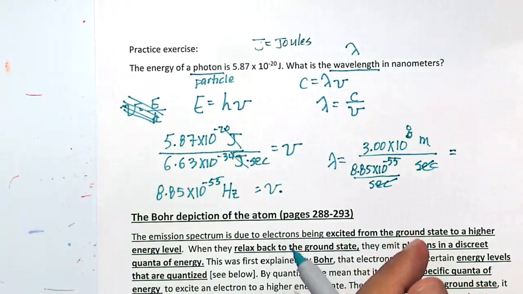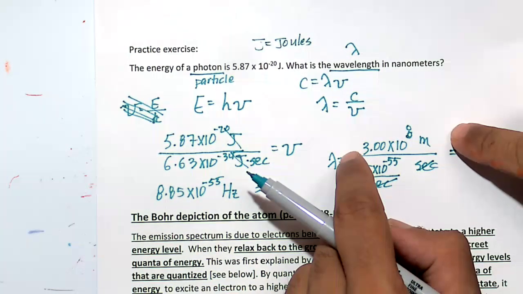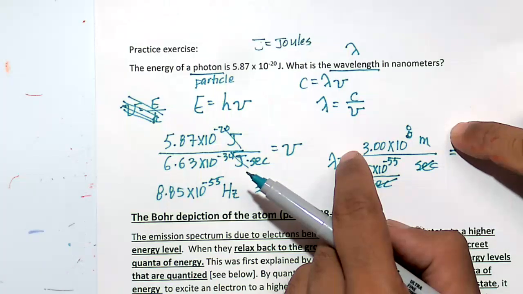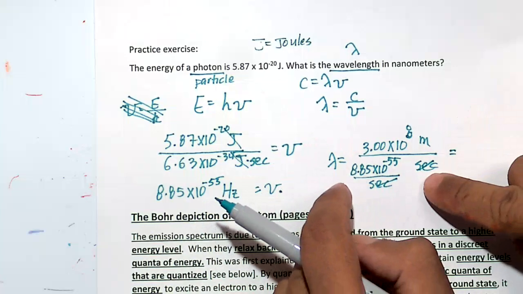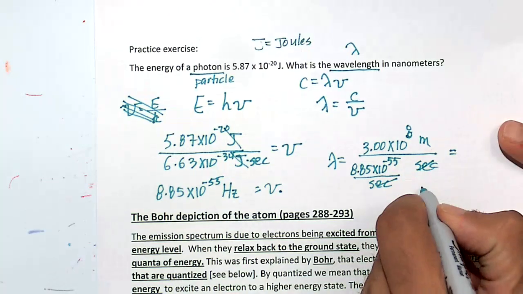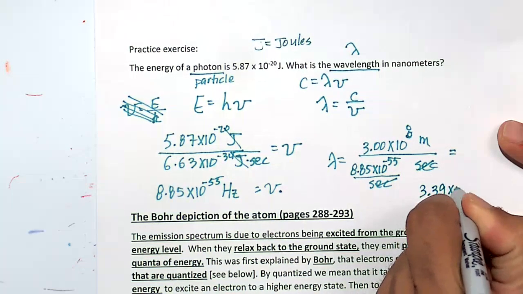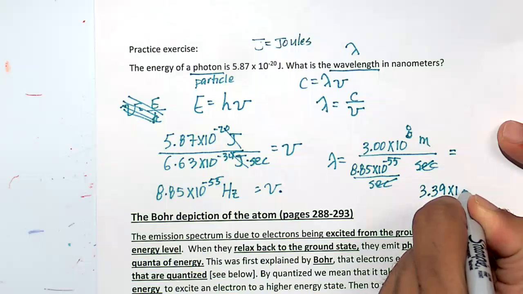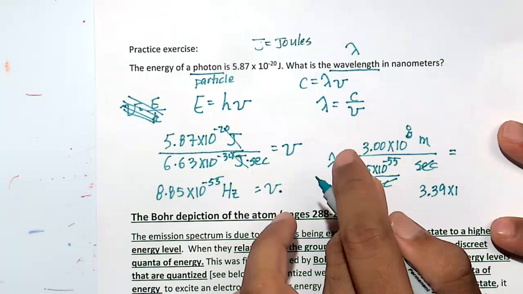So one more calculation, Alex, please. 3 times 10 to the 8th, 3 followed by 8 zeros, divided by parentheses 8.85 times 10 to the minus 55, close the parentheses. I got 3.39 times 10 to the 60, this divided by that. That's what I got.